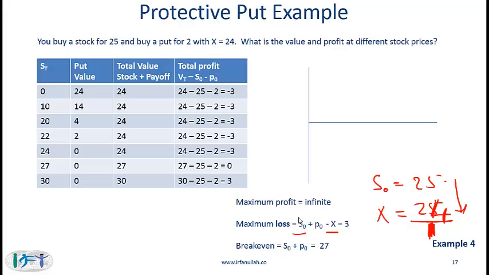So the maximum loss is the difference of S and X, which is 1, and the amount that you pay for the put option, which in this example is 2. So the maximum loss now is 3. The break even as before is S0 plus P0. The explanation is exactly the same as what I gave on the previous example. Now I want you to do example 4, and again, just for completeness, here is the payoff diagram. Notice that this payoff diagram has the same shape as a long call.